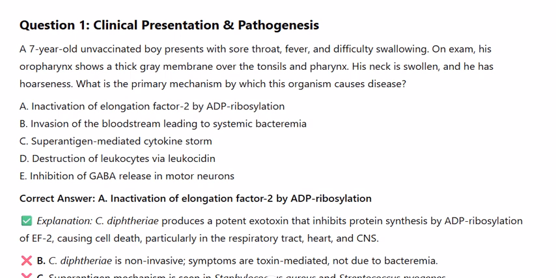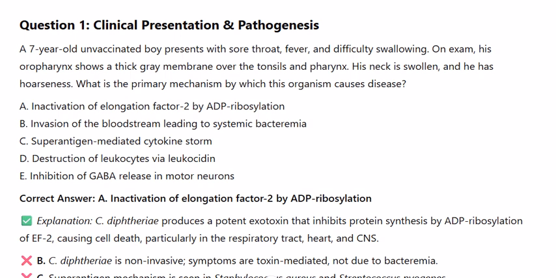A 7-year-old unvaccinated boy presents with sore throat, fever, and difficulty swallowing. On exam, his oropharynx shows a thick gray membrane over the tonsils and pharynx. His neck is swollen, and he has hoarseness. What is the primary mechanism by which this organism causes disease?